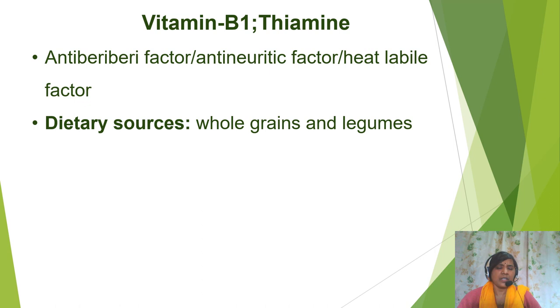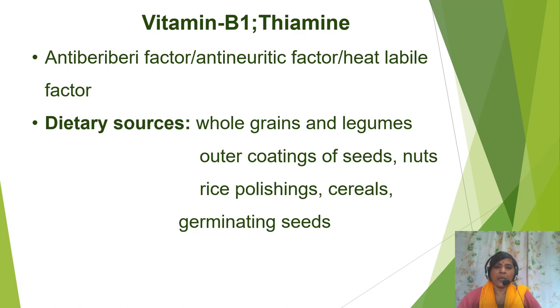Then if you look at the dietary sources, the richest source of vitamin B1 or thiamine is whole grains and legumes, especially the outer covering of the seeds and the nuts. They contain vitamin B1 in plenty of amounts. Rice polishing is also a very good source of vitamin B1. Then cereals contain vitamin B1 or thiamine. Germinating seeds are also a very good source.